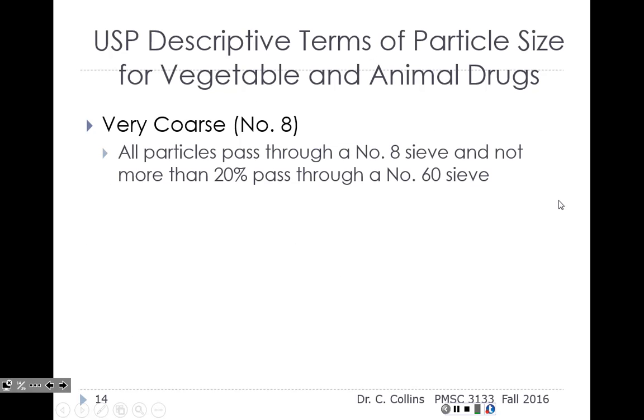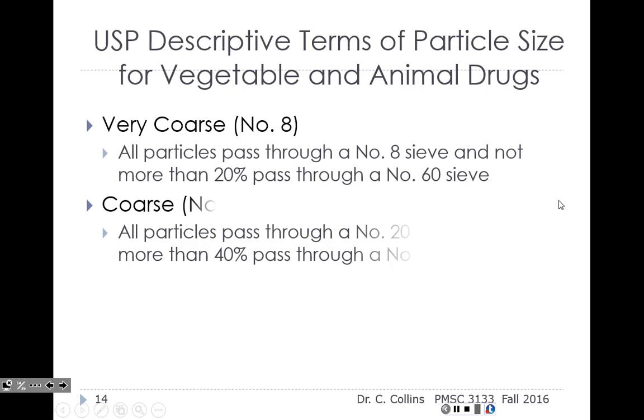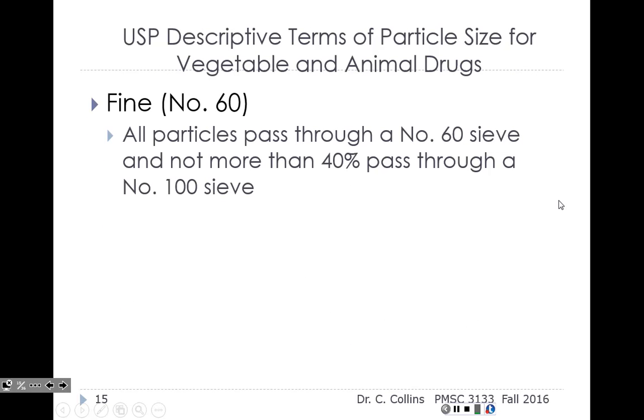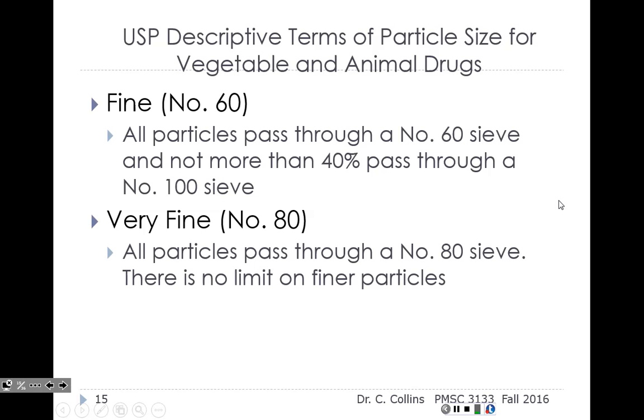So USP descriptive terms. If all the particles pass through a number 8 sieve, but no more than 20% pass through a number 60 sieve, these are considered very coarse. Coarse, all through a 20, no more than 40% through a 60. Moderately coarse, all through a 40, no more than 20% through an 80. Fine, all particles pass through a 60, but no more than 40% pass through a 100. Very fine, all pass through a number 80 sieve.